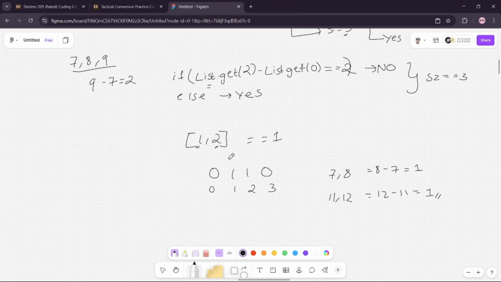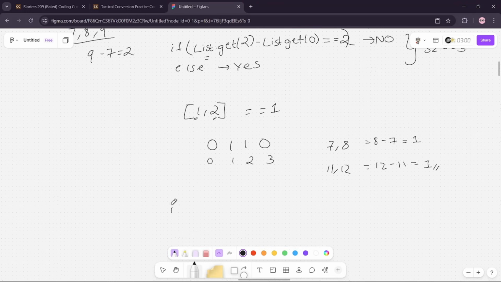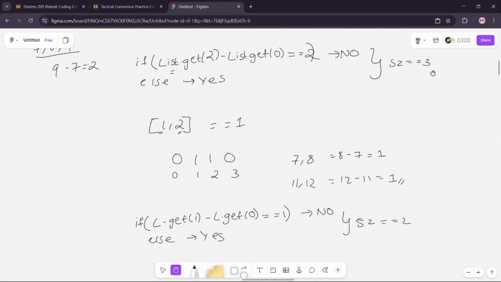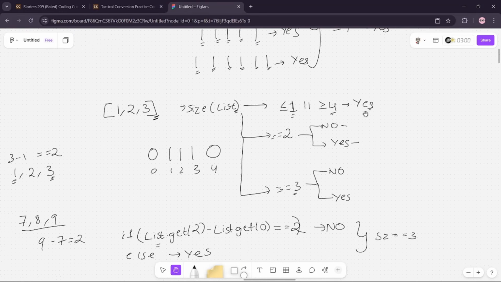Same as what we are doing for the case where the size is 3, we're going to do a similar thing when the size is double equal to 2. What we do is if l.get(1) minus l.get(0) is double equal to 1, then our answer is going to be no. Else, the answer is going to be yes. This is if my size is double equal to 2. And all the other cases where the size is not 2 or 3, we can say that our answer is going to be yes.